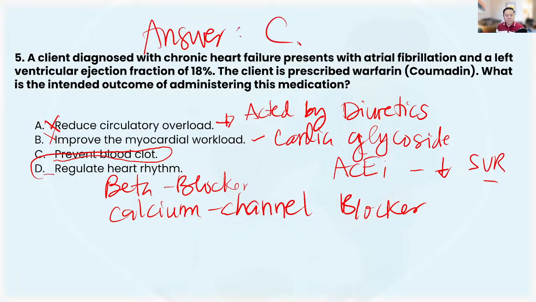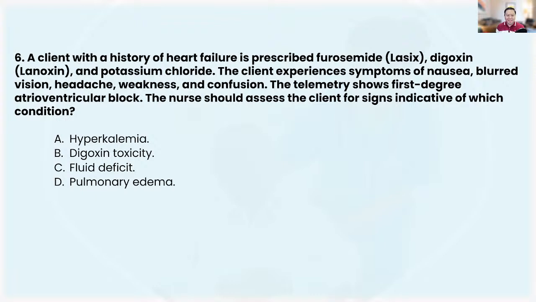Now let's move on to the next question here. A client with a history of heart failure is prescribed furosemide, digoxin, and potassium chloride. The client experiences symptoms of nausea, blurred vision, headache, weakness, and confusion. The telemetry shows first-degree atrioventricular block. Now the nurse should assess the client for signs indicative of which condition?